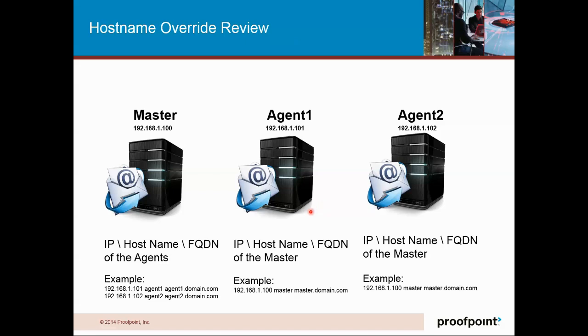It does not need to know about all of the agents in the cluster like the master does. So the settings on agent 1, it only needs to know about where the master is. You can see the IP address of 192.168.1.100. So on the agent, we're going to apply the IP address of that master, the name of the master, followed by the fully qualified domain name of the master. And each agent, no matter how many agents in your cluster that you're going to have, will only need to have the IP, host name, and FQDN of the master. So I hope that explains host override a little bit more.